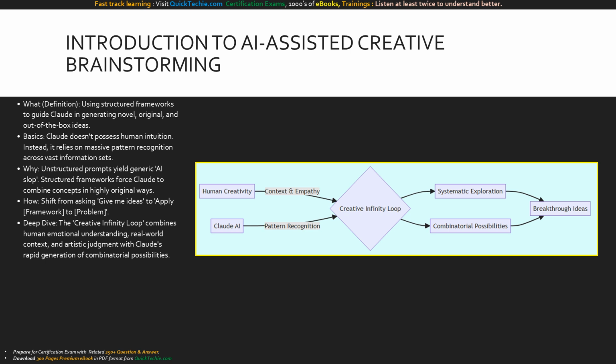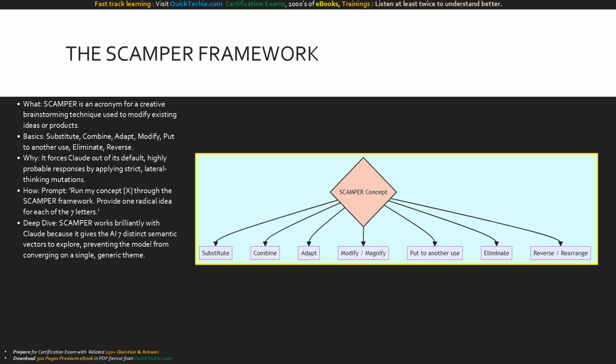Looking at this flowchart, you can see the true engine of AI-assisted innovation. On the left, human creativity and Claude AI feed into the central creative infinity loop. You provide the context, empathy, and artistic constraints, while Claude provides rapid pattern recognition. This loop drives two powerful outputs: systematic exploration and combinatorial possibilities. By continuously bouncing ideas back and forth through this loop, we ultimately arrive at our goal on the far right: breakthrough ideas. Our first major tool is the Scamper framework.